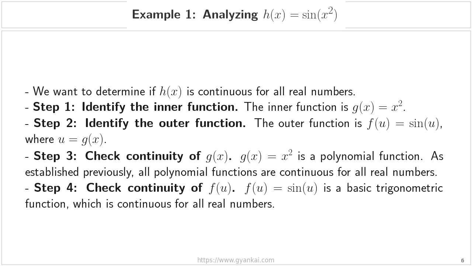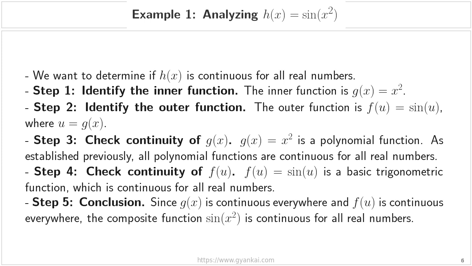In step 4, we examine the continuity of the outer function. The function f of u equals sine of u is a basic trigonometric function, and as we know, the sine function is continuous for all real numbers. Finally, we reach step 5 for our conclusion. Since both the inner function, x squared, and the outer function, sine of u, are continuous everywhere, we can apply the theorem we studied earlier to conclude that the composite function, sine of x squared, is continuous for all real numbers. This example shows a smooth transition between two well-behaved functions. In the next slide, we will apply this same logic to a more complex function involving absolute values to see if the process remains the same.